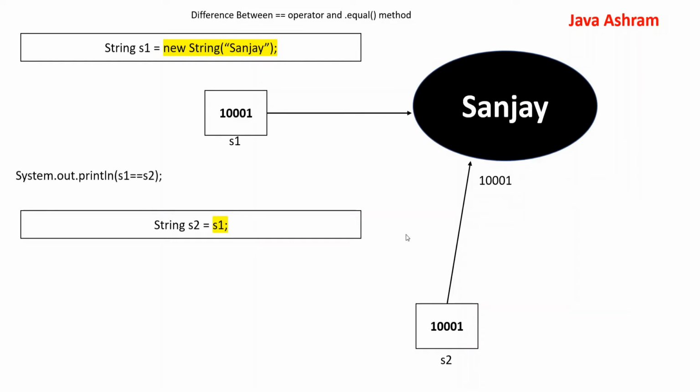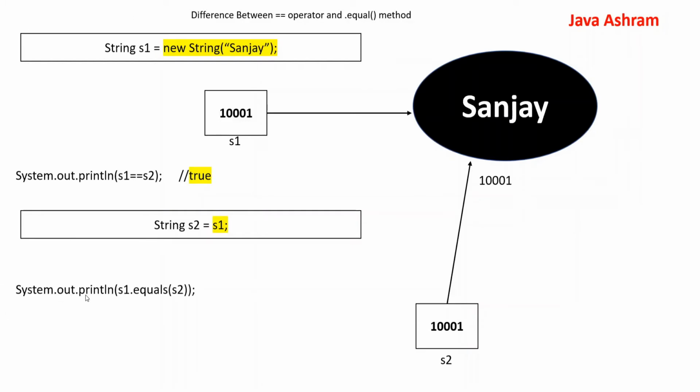Correct? So if you are writing System.out.println(s1 == s2), this is for the reference comparison. If you see, s1 is referring to this object 10001 and s2 is also referring to 10001. It means both s1 and s2 have the same reference. It means this should return true. Let's see another use case.